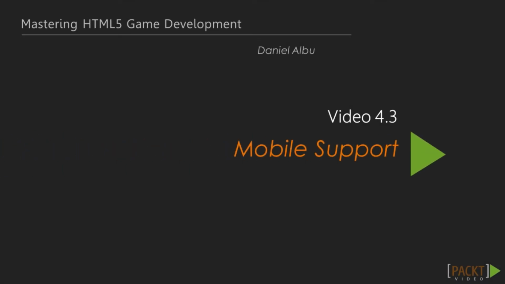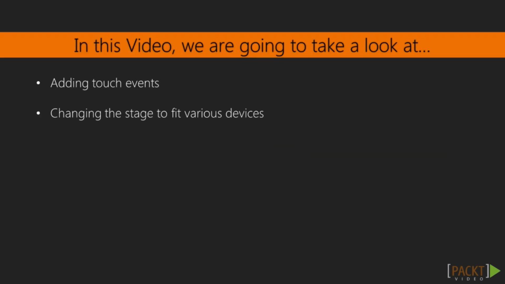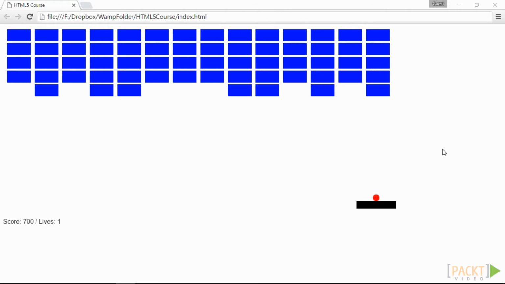Hello and welcome to video 4.3. In this video, we're going to talk about mobile support. While in the previous videos, we've focused more on desktop computers while we attached keyboard events and mouse events to the game, we're going to take a look at adding touch events to the game and changing the stage to fit various devices. Now, CreateJS is pretty self-sufficient in terms of touch events.